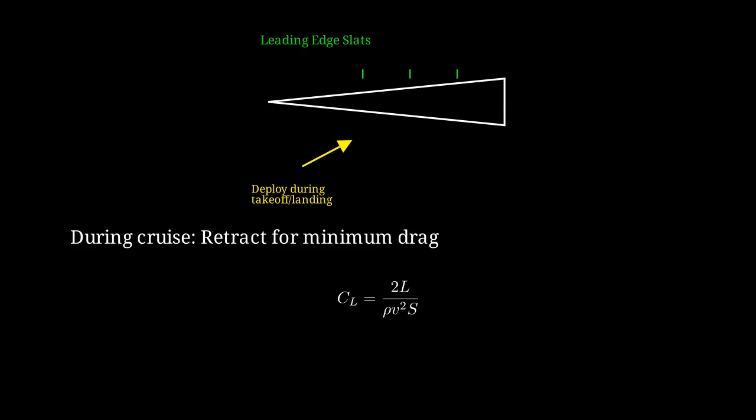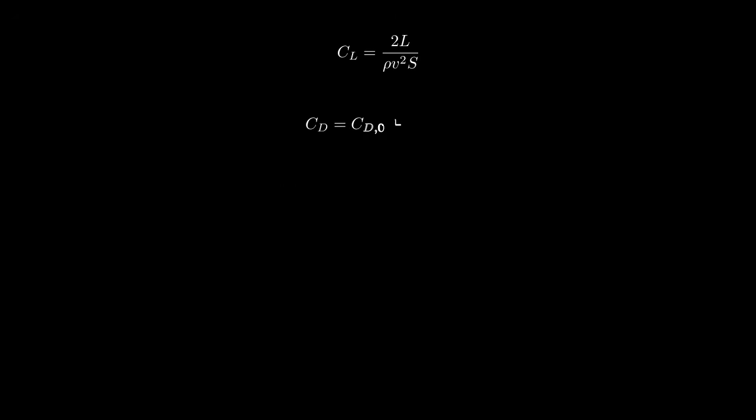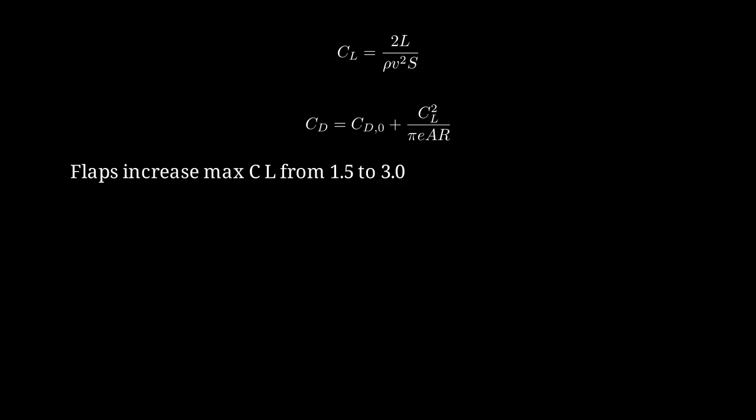The lift coefficient CL equals 2 times lift divided by density times velocity squared times wing area. The drag coefficient CD equals CD0, the zero-lift drag, plus the induced drag term, which depends on the lift coefficient squared. Flaps can increase maximum lift coefficient from about 1.5 to 3.0, which is a factor of 2 improvement. This allows aircraft to land at much lower speeds, reducing runway length requirements.